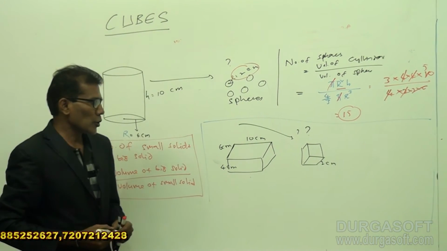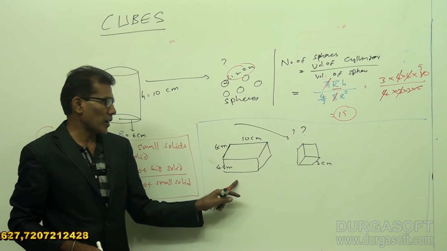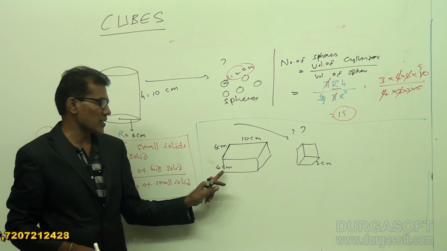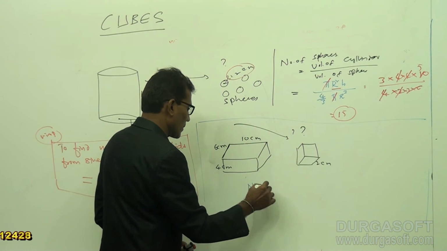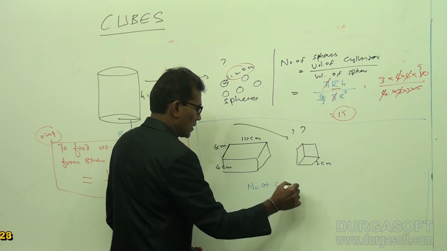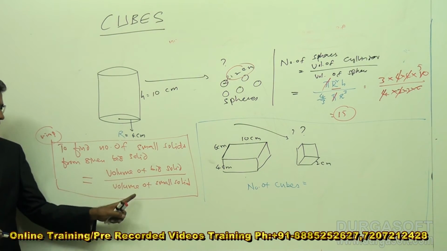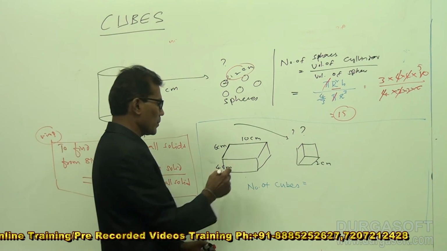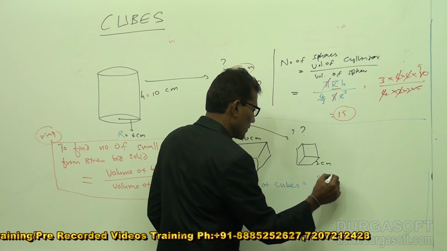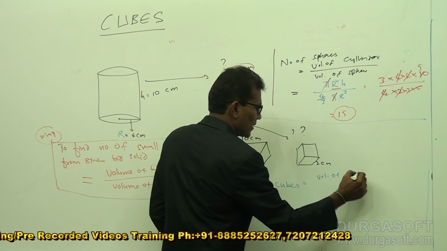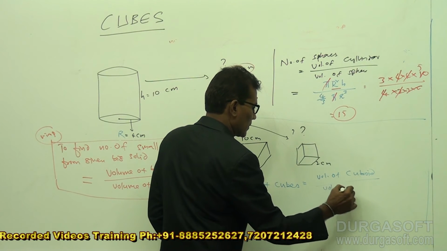How many cubes of each side 2 centimeter can be cut from a cuboid whose dimensions are 10 centimeter, 6 centimeter, 4 centimeter? We know that number of cubes is equal to volume of the big solid divided by volume of the small solid. Here the big solid is cuboid and the small solid is cube. So volume of cuboid divided by volume of the cube.